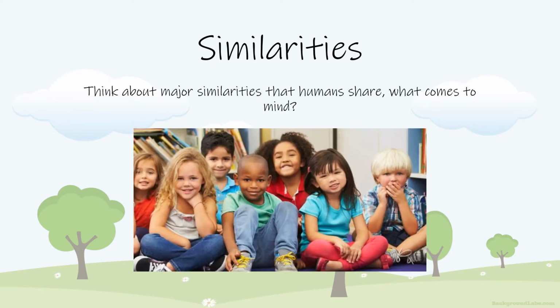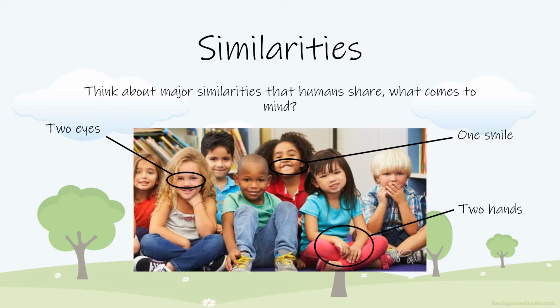Let's first look at the similarities. Think about major similarities that humans share. What comes to mind? When I look at the picture below, the first thing I think of is most everyone has two eyes. We are born with two eyes. What are other things that come to your mind? That's right, one smile. We all have one smile full of teeth, two hands, and two feet. Are there other similarities that we have?